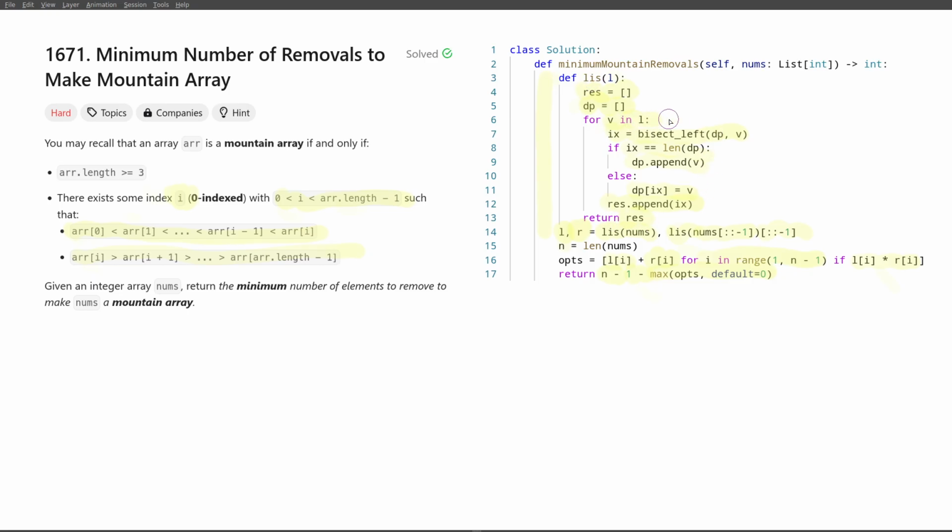Of course, you can also implement a simpler solution using a more straightforward DP, this will give us an n squared solution to this problem.